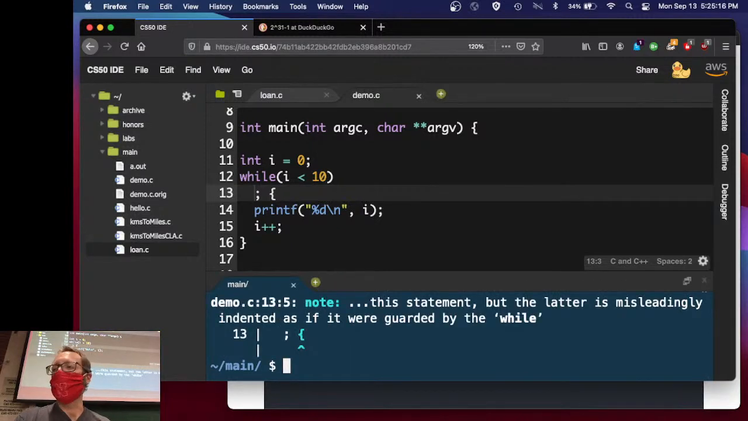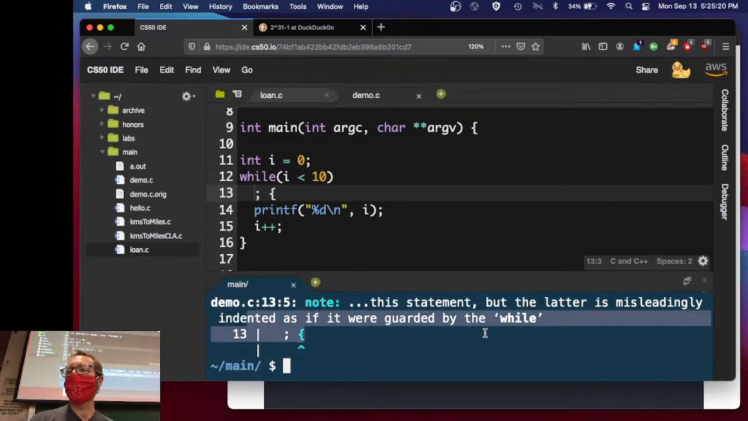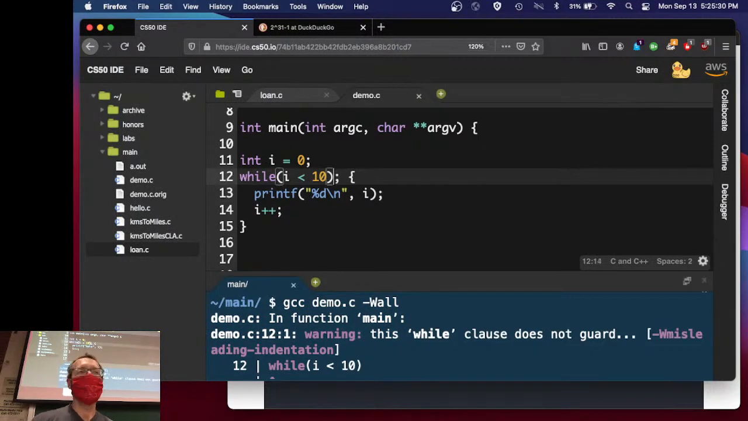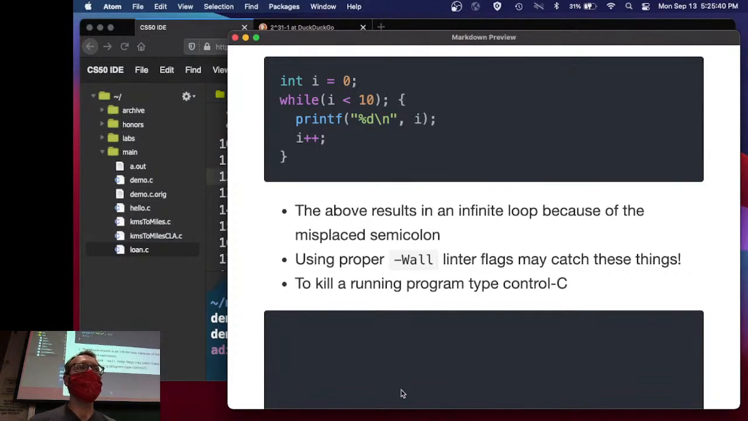And it tells you this statement, but the latter is misleadingly indented as if it were guarded by the while. I think that there's something wrong here. This while clause does not guard, meaning that it doesn't do anything. Right? All right. So there's the problem with that one. It results in an infinite loop because of the misplaced semicolon. And again, yet another reminder to always use that wall flag as your linter.